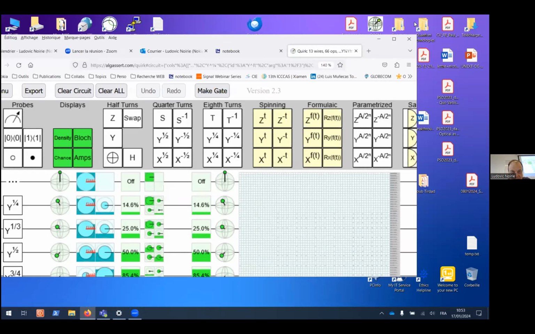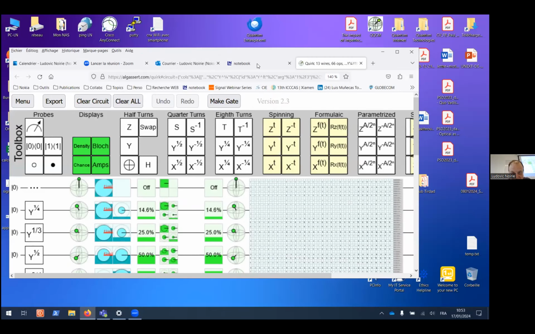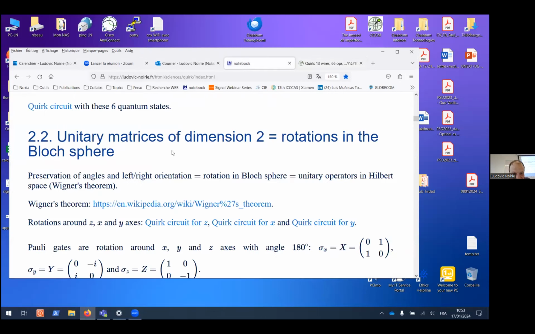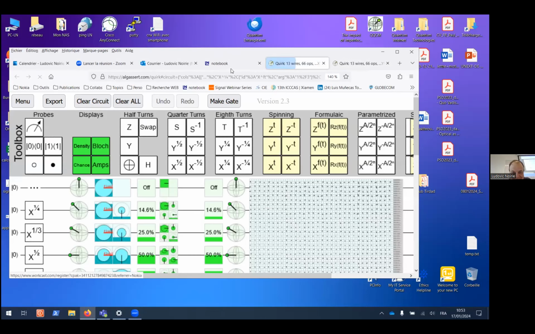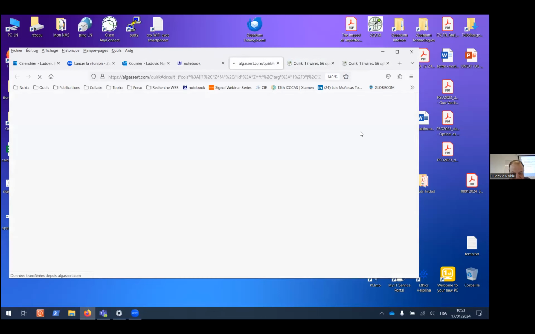I don't like zoom because it hides the top of the figure. Okay.